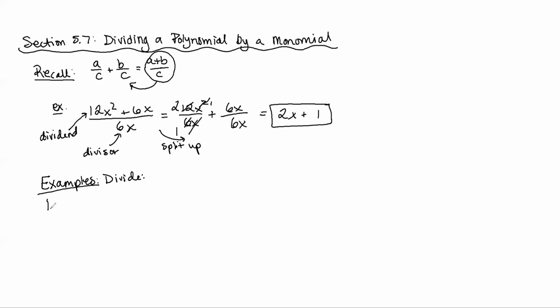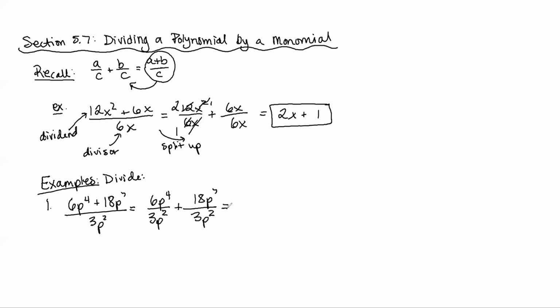All right, number 1, 6p to the 4th plus 18p to the 7th over 3p squared. So again, first thing I'm going to do is split this up. So we have 6p to the 4th over 3p squared plus 18p to the 7th over 3p squared.